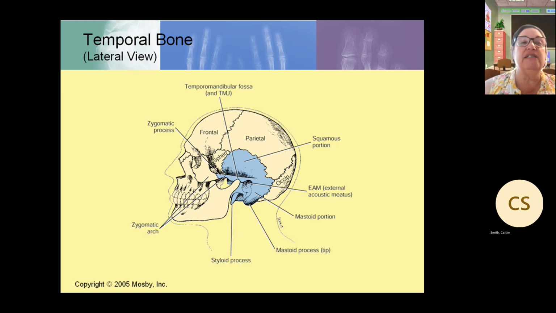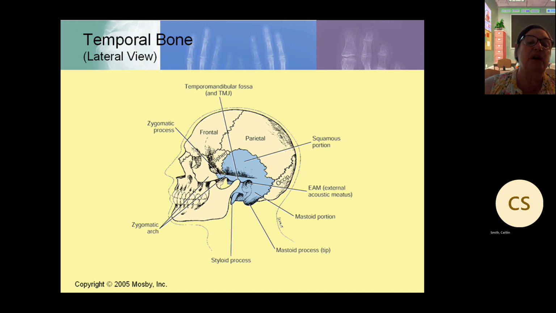So the top here is the squamous part. The mastoid has a process here, this little bump, and it contains air cells within here. We have a styloid process. Whenever we have something pointy like that, it just means it's going to be an attachment of either a tendon, ligament, or muscle. You have the mandibular fossa in here, and that's where the condyle of the mandible sits to form the temporomandibular joint, the TM joint.